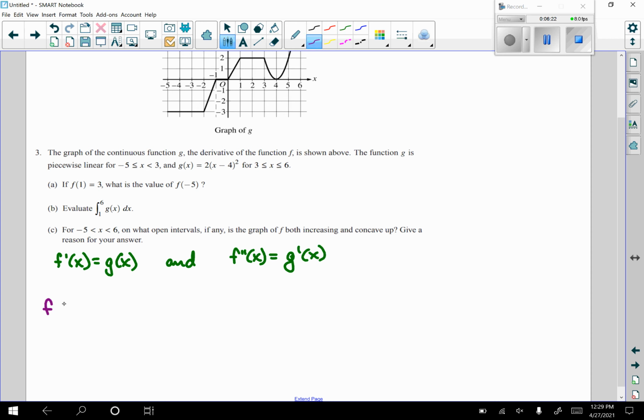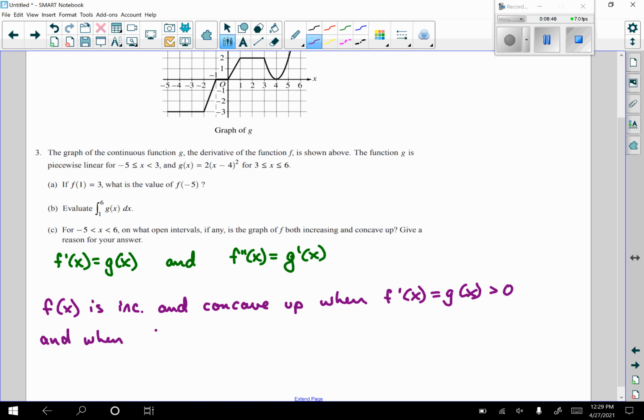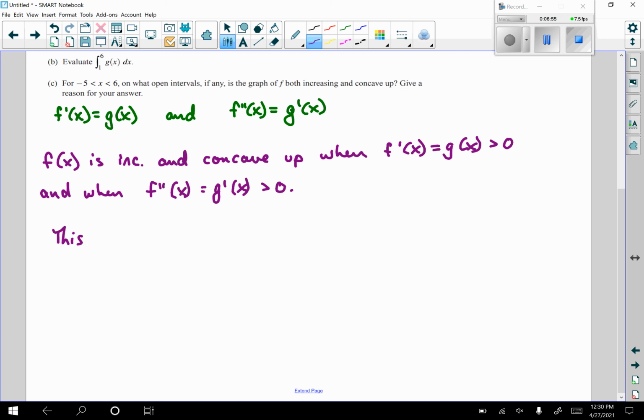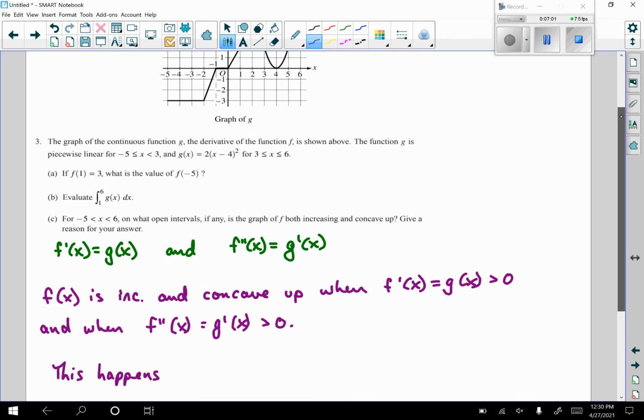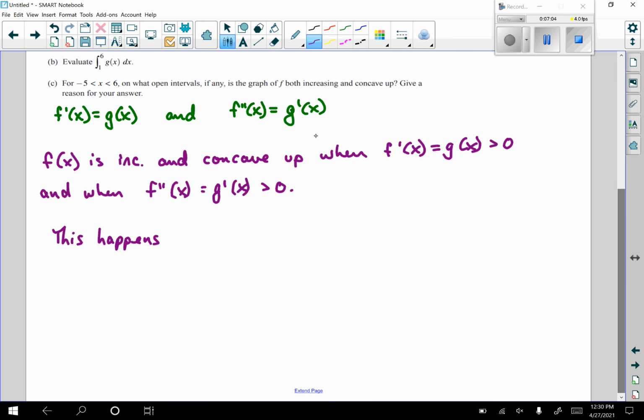So we're going to say f of x is increasing and concave up when f prime of x, which is equal to g of x, is positive, and when f double prime of x, which is equal to g prime of x, is positive. We would say this happens on the intervals, so we need to know, first we're looking where g of x sits completely above the x-axis.